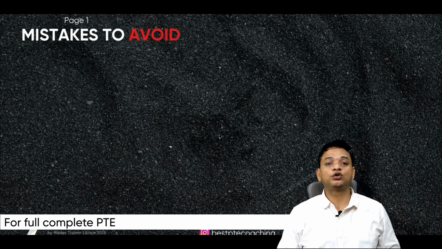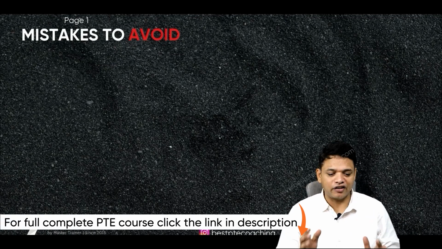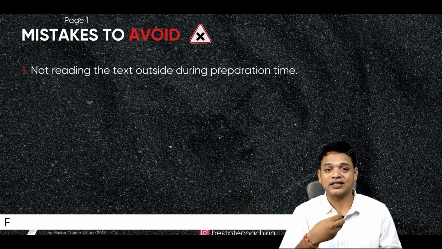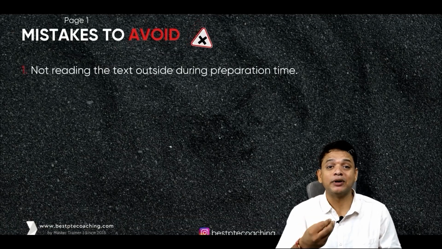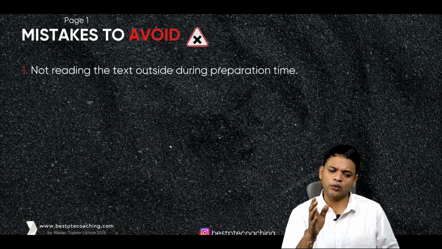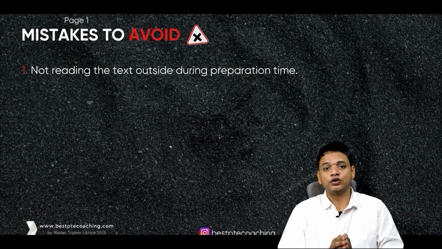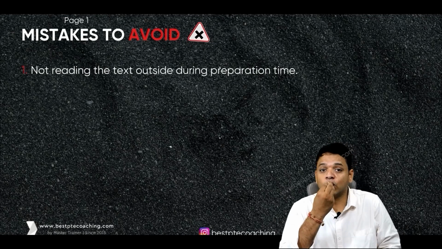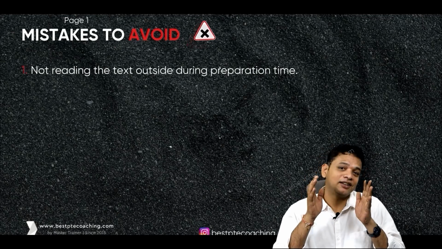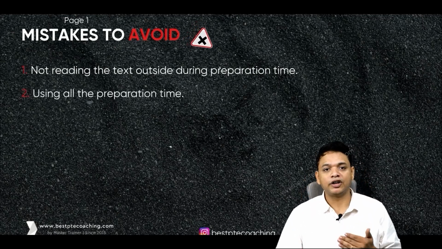So the mistakes to avoid in read aloud. Number 1 mistake is what? Not reading the text outside, not utilizing the preparation time. So some students do not read the paragraph. They only read the paragraph when the recording starts, which should be avoided. So you should read the paragraph outside so that orally and mentally, in both ways, you get comfortable with the paragraph.